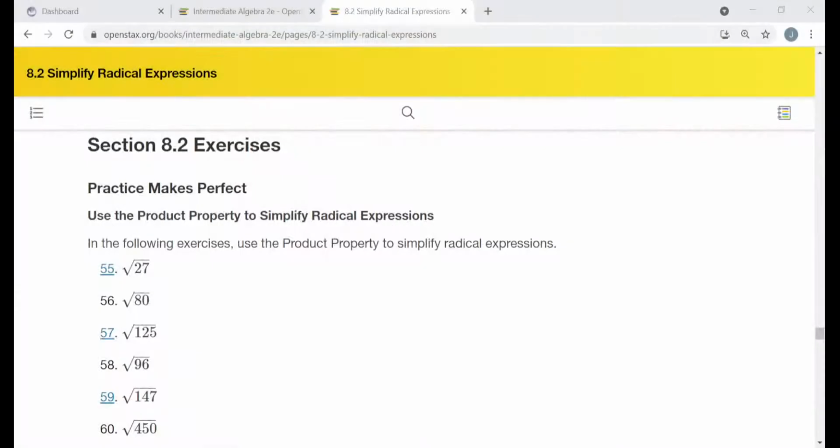Hello everyone. The title of this video is Use the Product Property to Simplify Radical Expressions, or roots, right? Radical expressions and roots are the same thing. Every exercise I'm going to do in this video is taken directly from a free online textbook at openstax.org, their Intermediate Algebra 2nd edition text. I am in section 8.2 titled Simplify Radical Expressions.